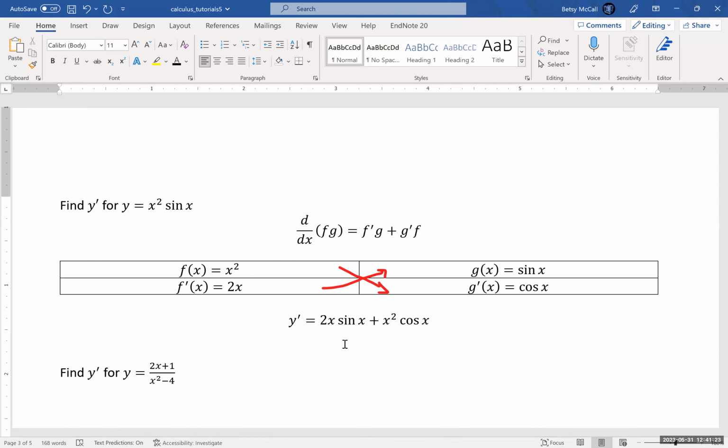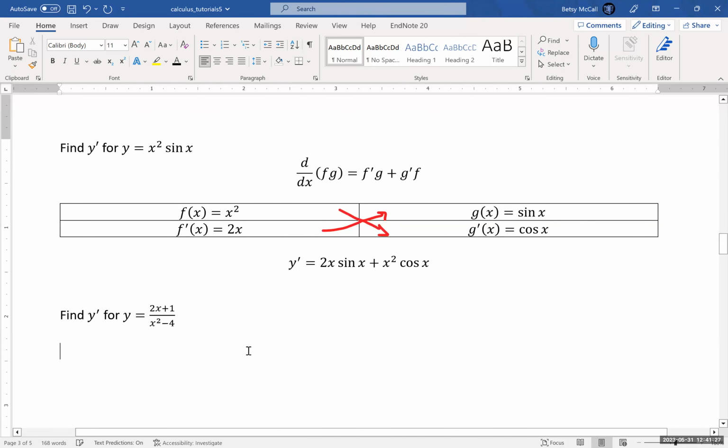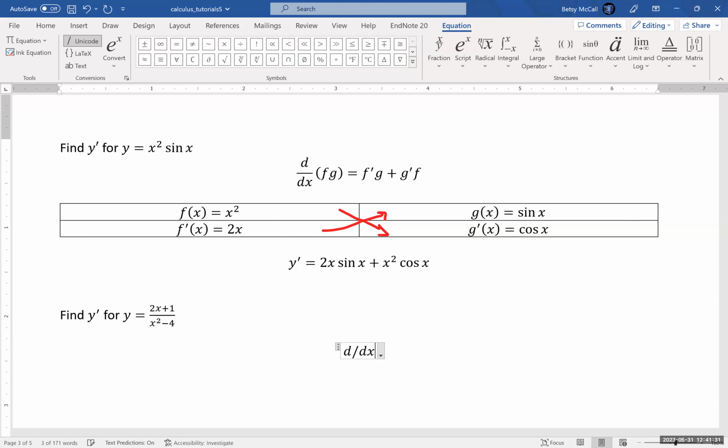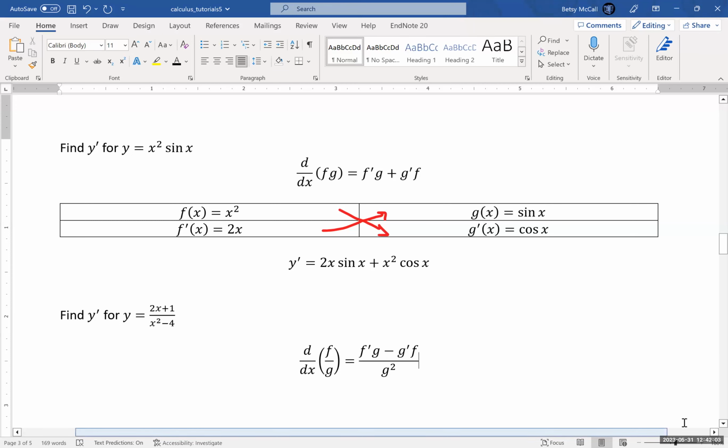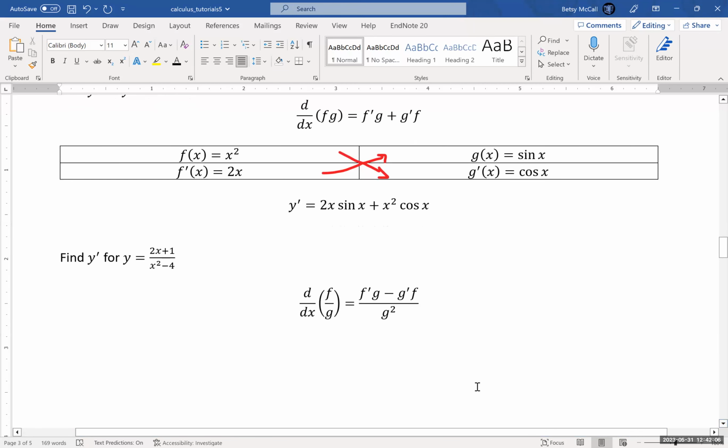Now we can do the same thing for the quotient rule. The quotient rule has similar components: f over g is going to be f prime g minus g prime f, all over g squared. Now, this one does matter in terms of the order that we put the pieces together. And so we do have to pay attention to the fact that the g prime goes after the negative sign, so it has to go second. But aside from that, basically the idea is the same thing.